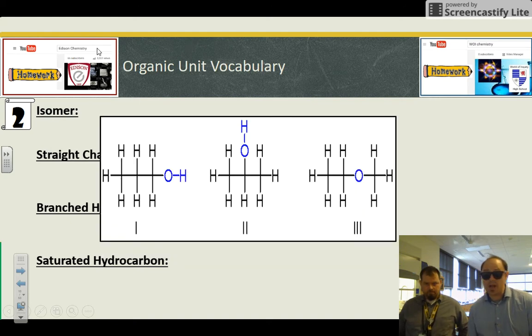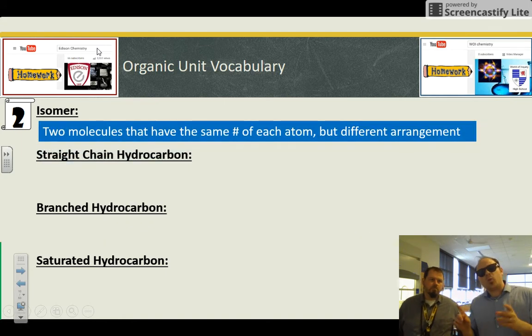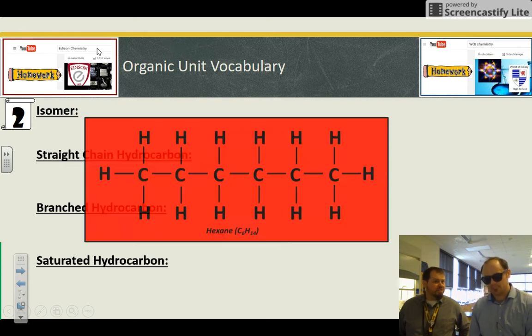Isomers. Well, here are 3 isomers, 1, 2, and 3. If you're careful and you count, you'll find there's the same number of hydrogens and oxygens and carbons in all 3 of these. It's when 2 or more molecules have the same number of each type of atom, but the way they're connected makes a different arrangement. So their local networks are not exactly identical, even though their molecular formula might appear to be. So they're going to have different functions, different names.